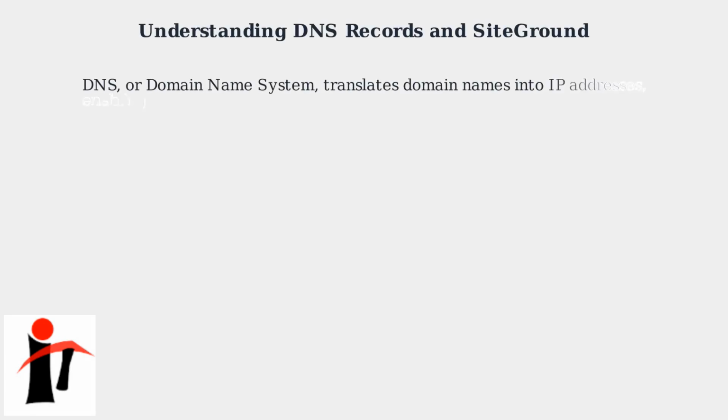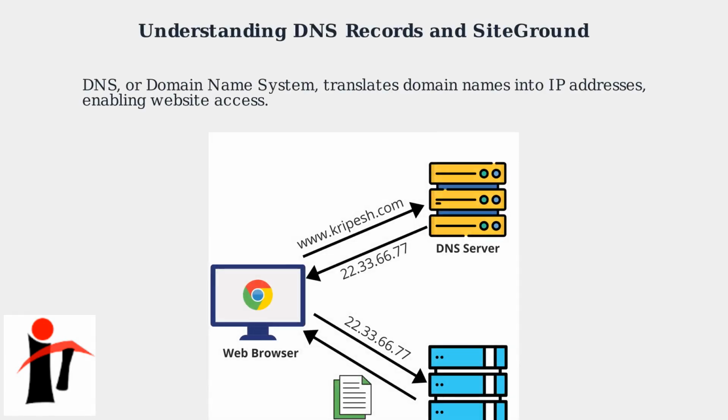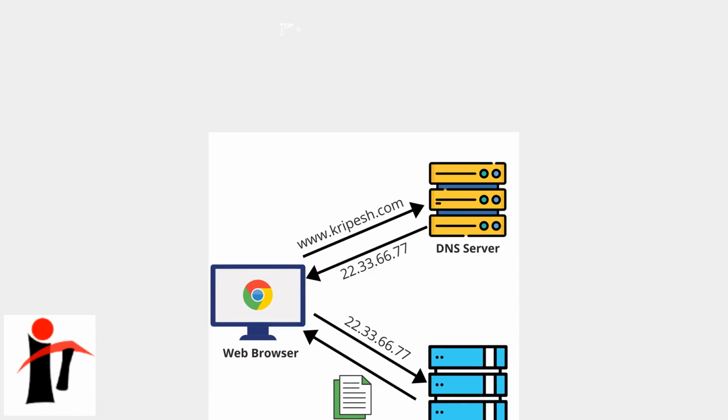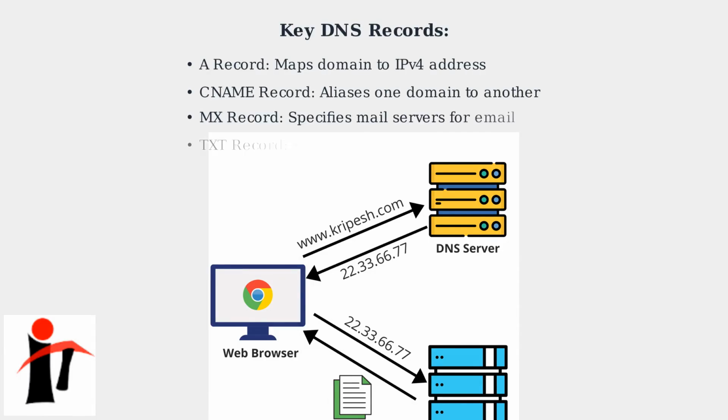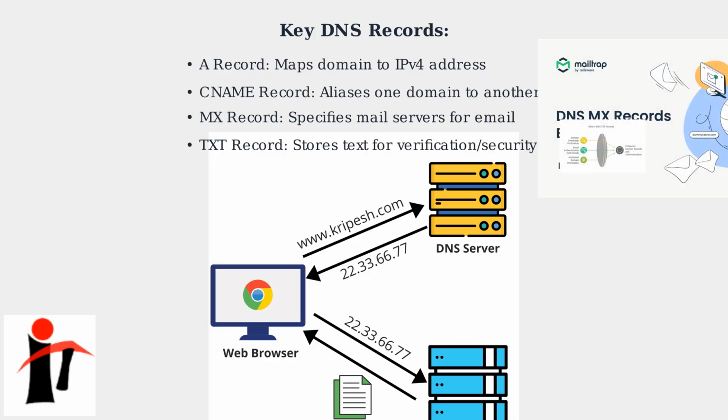DNS, or domain name system, translates domain names into IP addresses, enabling website access. SiteGround lets you directly edit these records through their Site Tools dashboard. Key records include A for IP mapping, CNAME for aliases, MX for email routing, and TXT for verification.